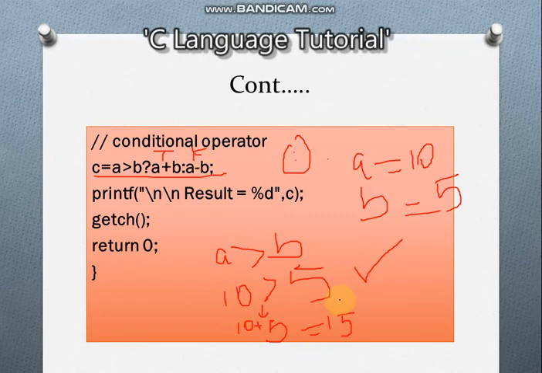But here in this case, when A equals 10 and B equals 5, the condition will be A is greater than B. Then the result is yes, A is greater than B. So we have to do the action in the true case, that is A plus B. So the result will be 15, which will be printed over here. Now let's check this program with the help of the software.